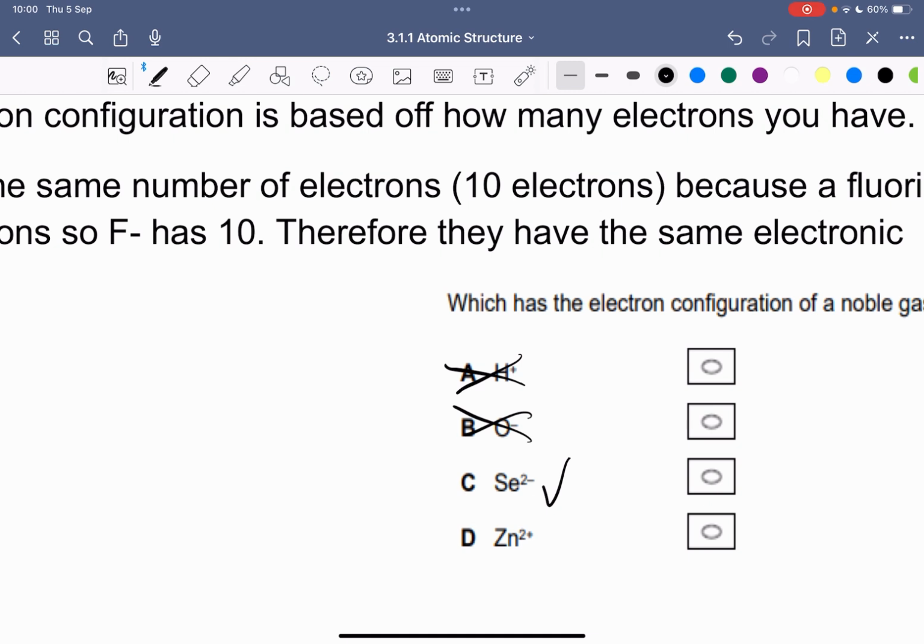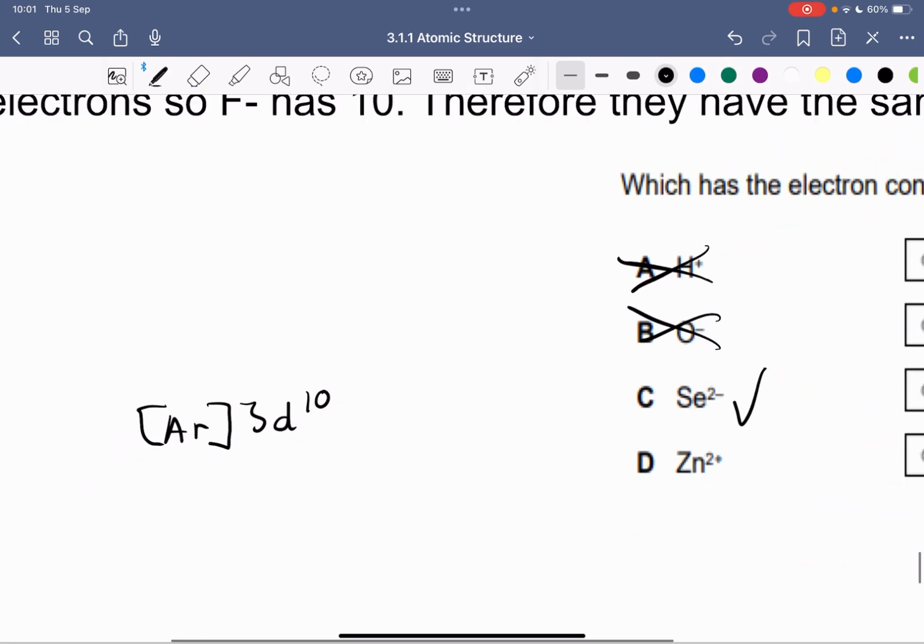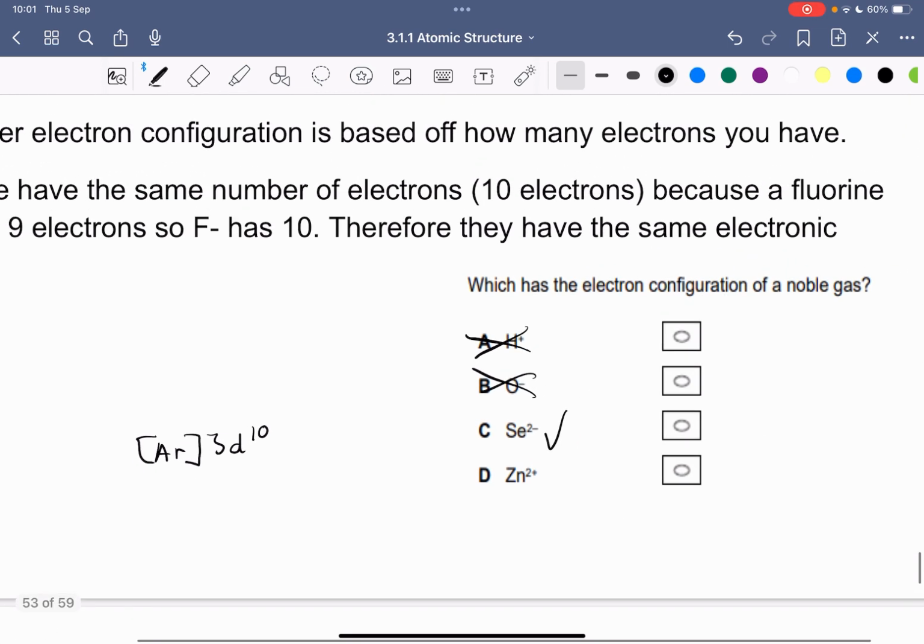I'm just going to go through D, however, just to make sure. Zinc has a 3d and a 4s, so I'm just going to write that down. So it's a 3d10 and a 4s2. And then I'm going to write down the shorthand configuration. Argon is the element before it, which is a noble gas. Now, if I remove 2 electrons, I have a 3d10 on top of this. So this is not a noble gas electron configuration. So Zn2+ is your answer.